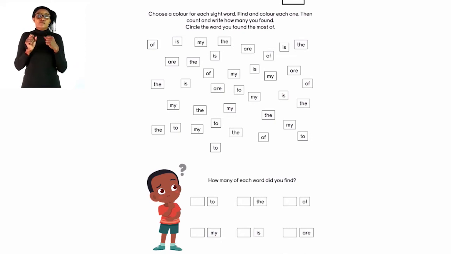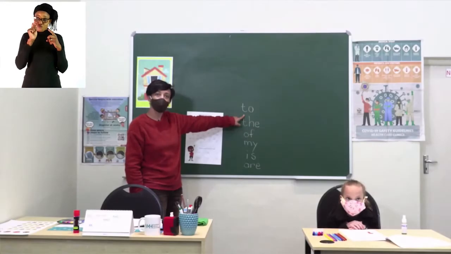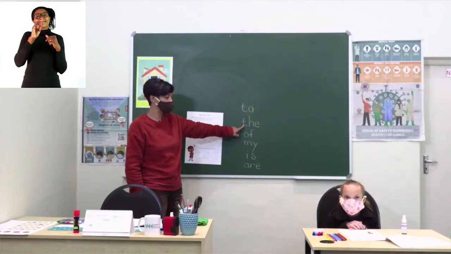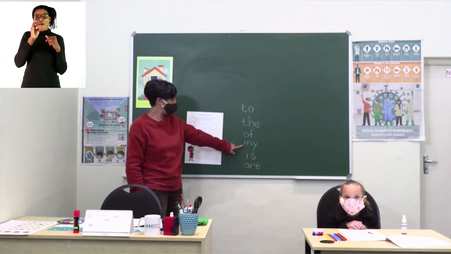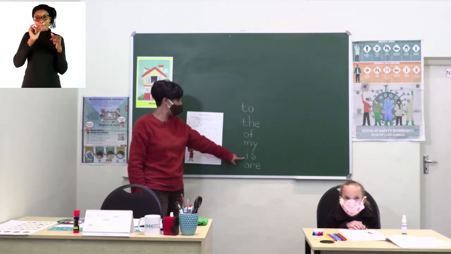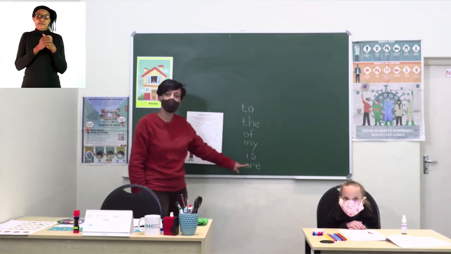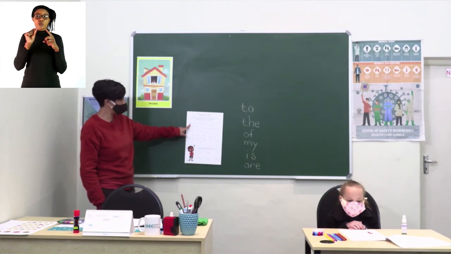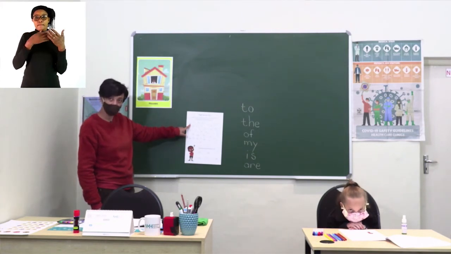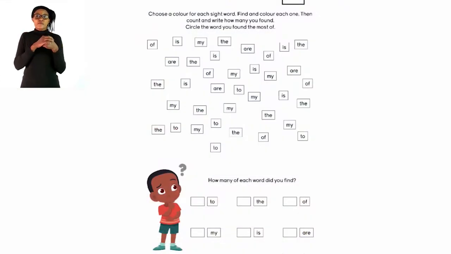So, we have 6 different sight words. We have to, the, of, my, is, are. Now, these different sight words are here on page 9. There are a lot of these sight words placed on page 9. So let's see, what do we have to do on page 9?